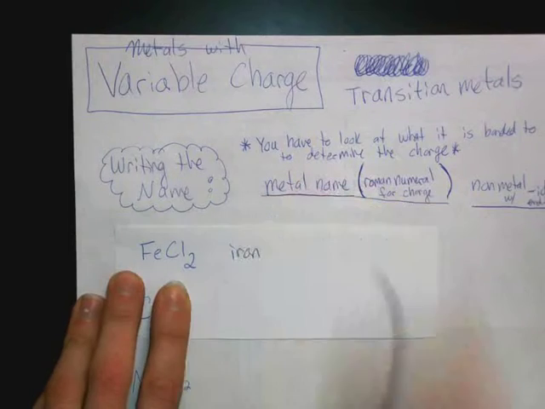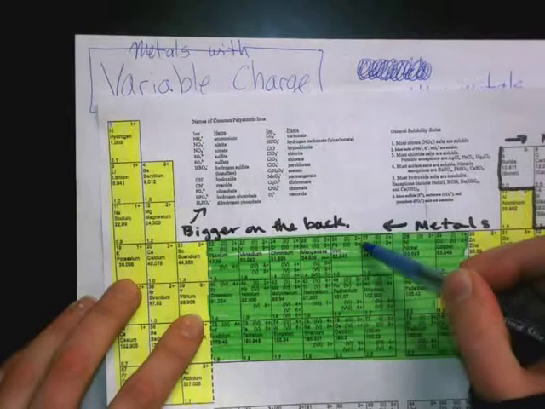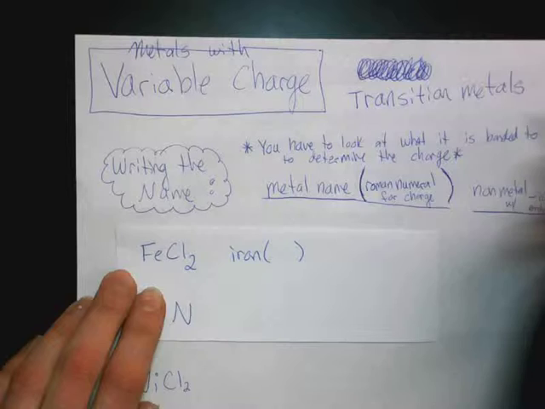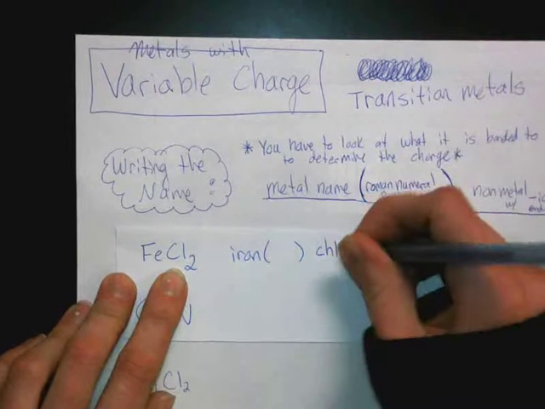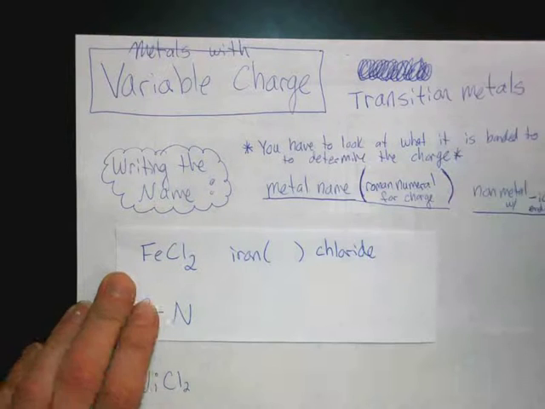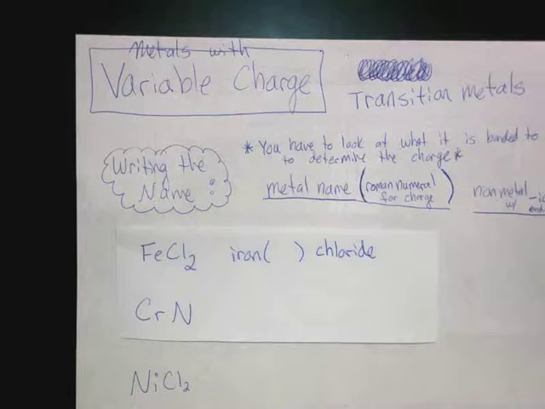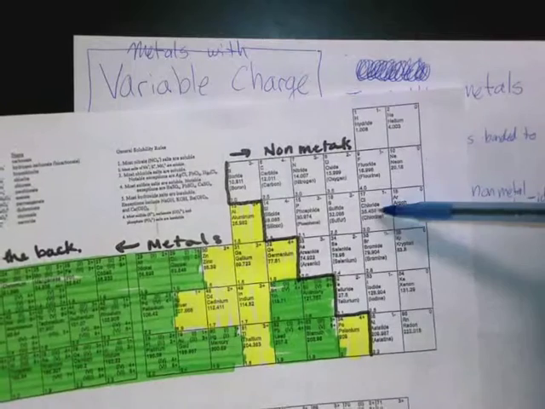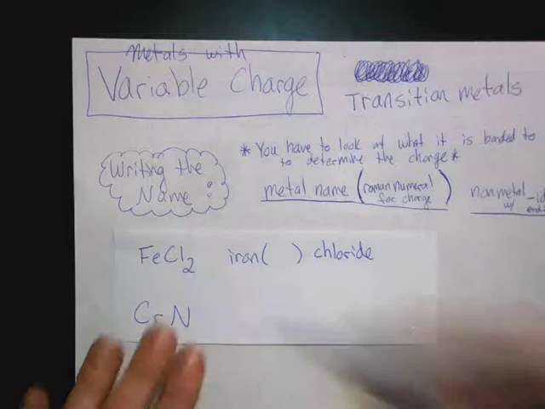Fe is iron. Looking on the periodic table, iron can either be a 2+ or a 3+. So I'm going to leave parentheses. Cl is chlorine, so I'm going to turn that into chloride. Now, in order to figure out the charge, I have to look at what it's bonded to. It's bonded to Cl. So, Cl, find it on the periodic table over here, it has a 1- charge.